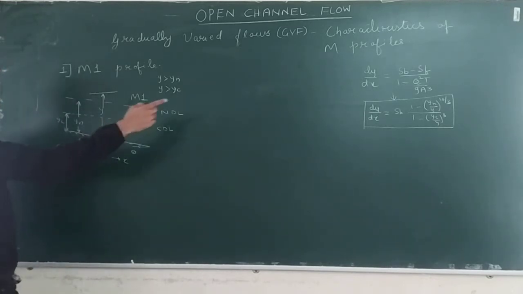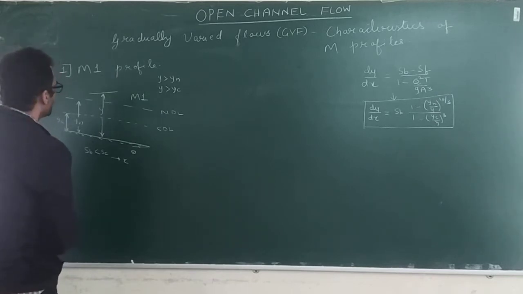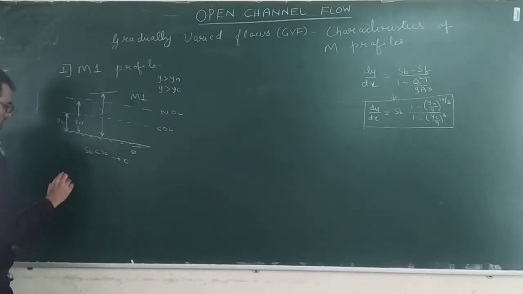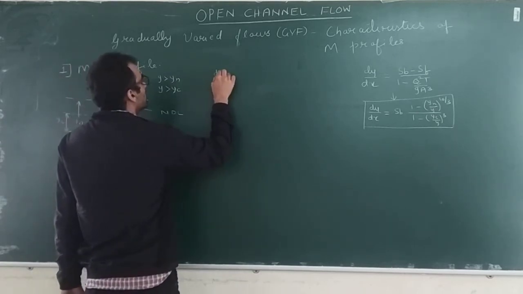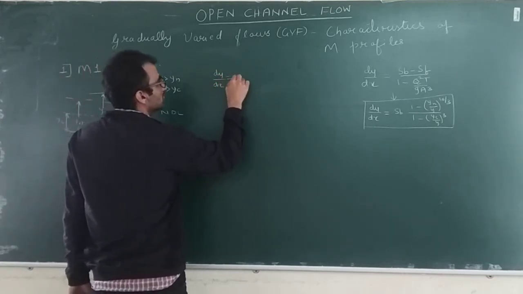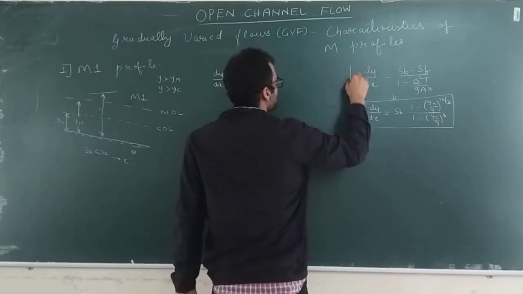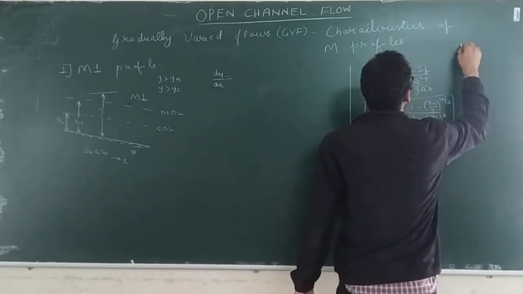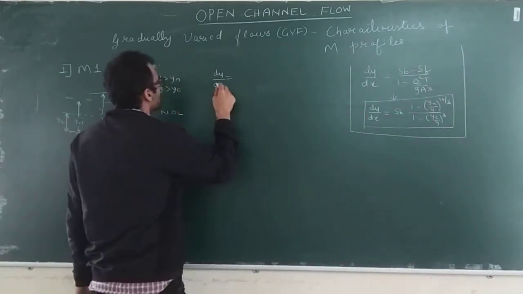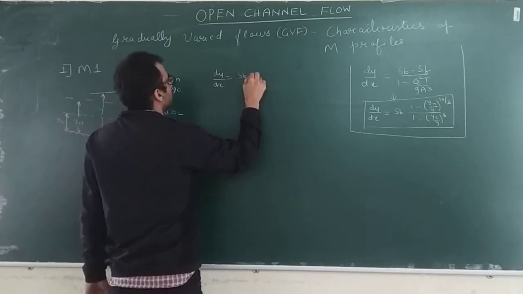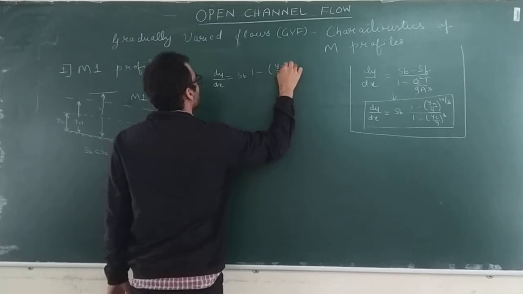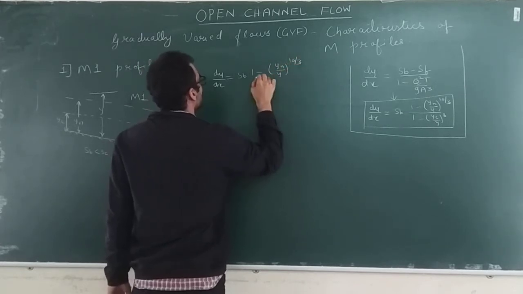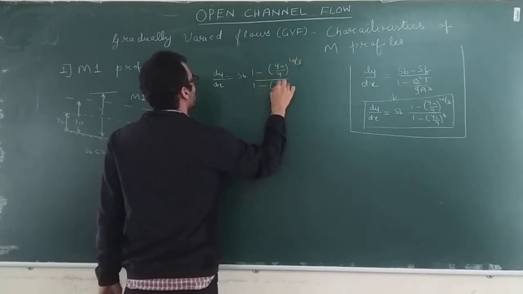So apply the equation that we derived last time. What is the equation? dy by dx is equal to SB into 1 minus (yn by y) to the power 10 by 3 upon 1 minus (yc by y) to the power 3.